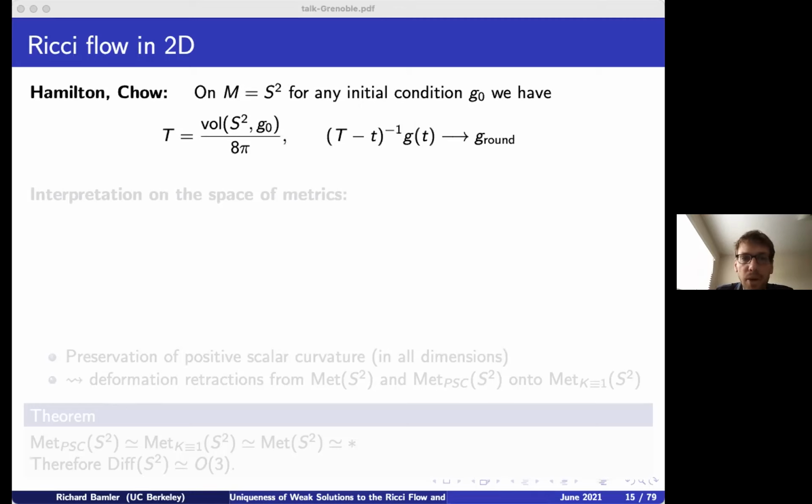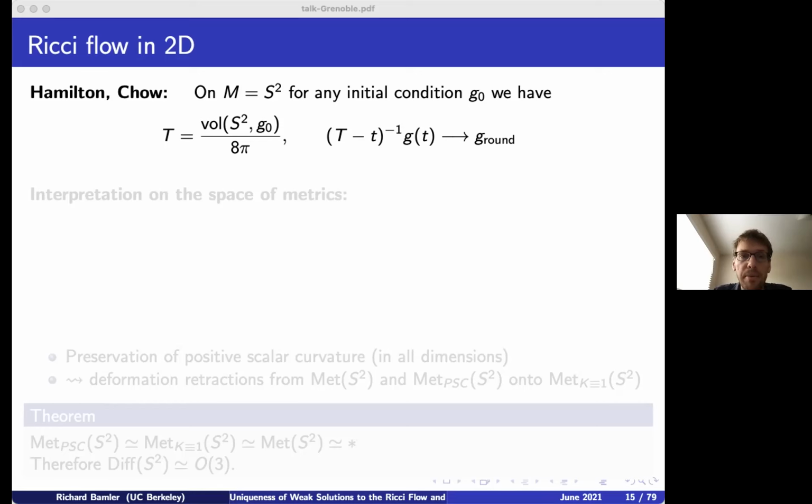In particular, what I just want to highlight here is that if we're on S2, then the flow will develop a singularity at some time, which we can actually compute based on the volume or area of the initial data. And then the metric near the singularity will be asymptotic to some factor times the round metric. So if we rescale by the opposite of what we've seen on the previous slide, then the metric converges to a round metric. And so this result can really be used to reprove the uniformization theorem.